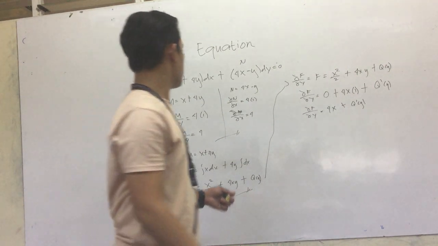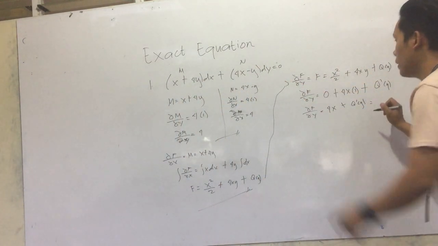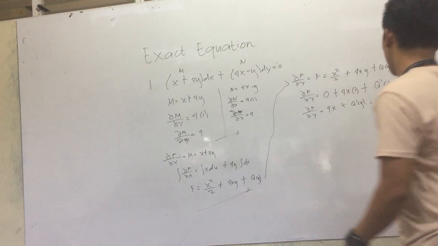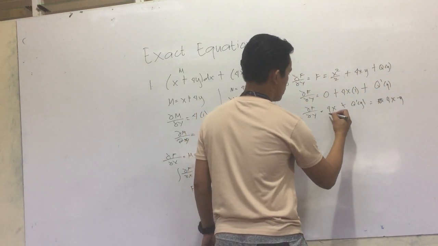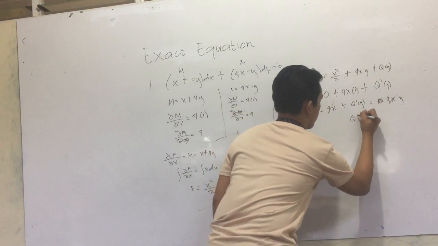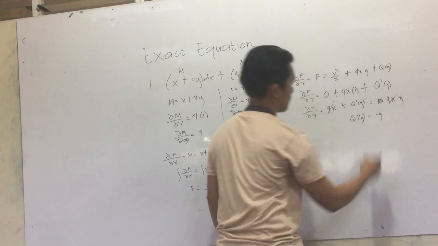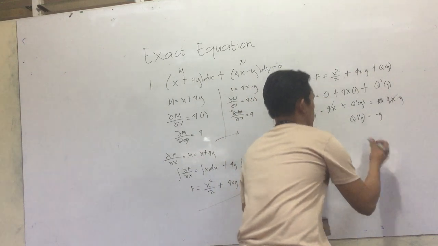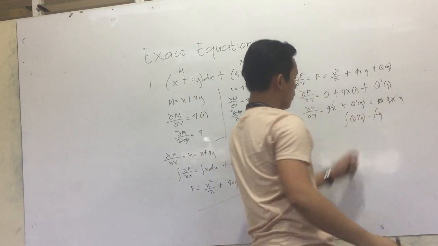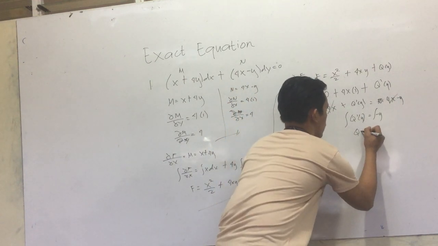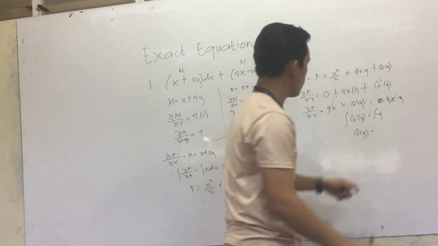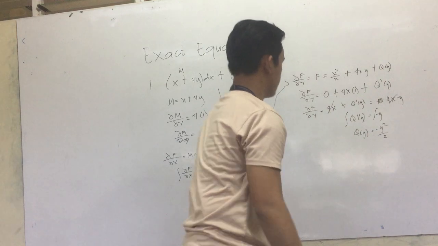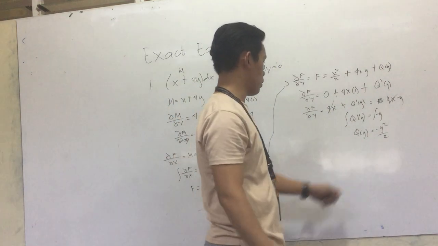Then let's proceed. We need to bring down the value of N: 4x minus y. Then we need to cancel the same terms. Then q prime of y equals negative y. To get the value of q of y, we need to integrate this. The integral of q prime of y becomes q of y, then the integration of y gives negative y squared over 2. So we get the value of q of y.